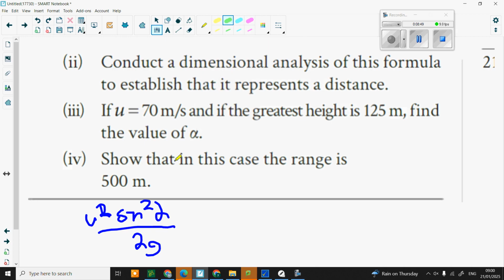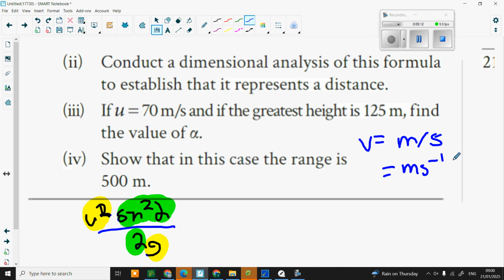Now the deal is that sine squared is just a number. 2 is just a number. So they don't count in the dimensional analysis. The only 2 that count are u squared and g. Now, what's the units of u? Meters per second, could be written as ms minus 1. Square both sides, what happens? Square m and square s minus 1.